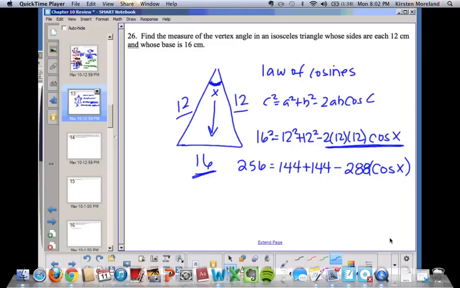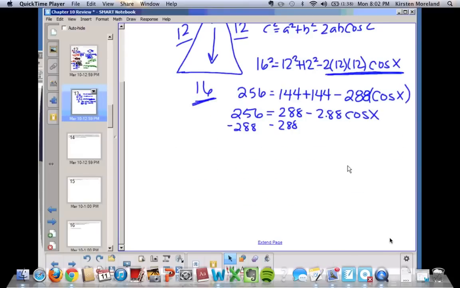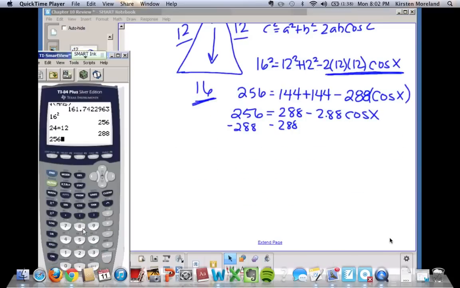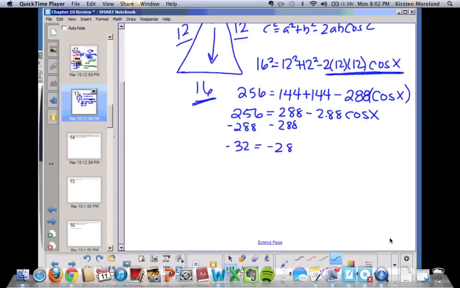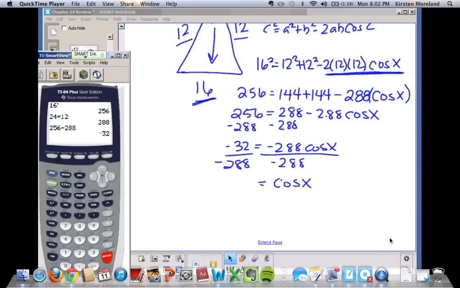So when I start simplifying, I'm going to realize that I can't add 144 plus 144 minus 288. I can add the 144s together, but I cannot keep subtracting because there's multiplication on this side. So I'm going to subtract the 288 to the other side, and I get negative 32. So negative 32 is equal to negative 288 cosine of x. Now I'm going to divide that negative 288 because it's connected by multiplication. Right, so when I divide, I get a decimal of 0.1 repeating.